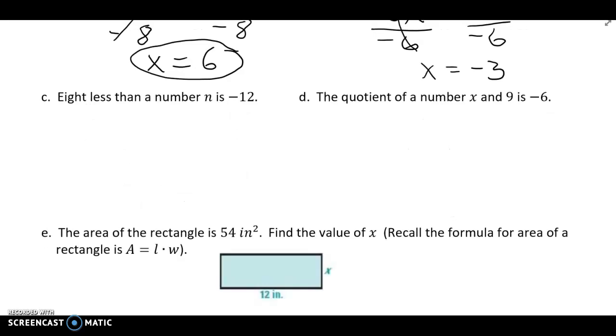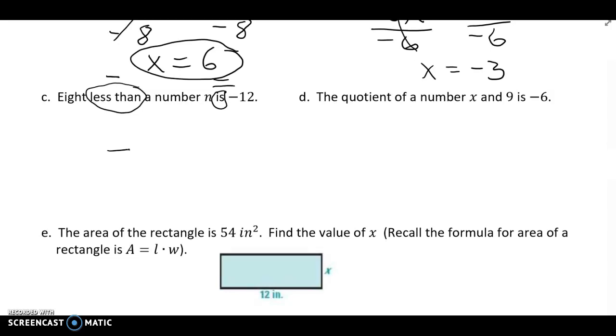Part C, 8 less than a number is negative 12. 8 less than a number, n, is negative 12. All right, so we see the words less than, so we know it's a subtraction. Here is, so we know that's where we're going to put the equal sign. So we know we're going to do a subtraction here. We see 8 and this number n.